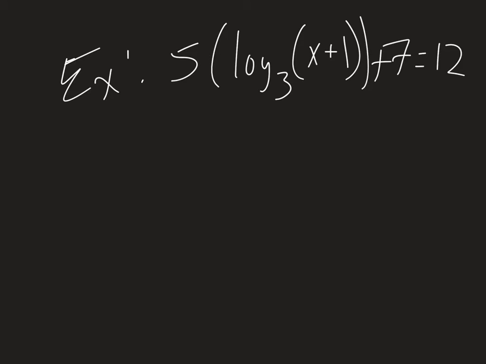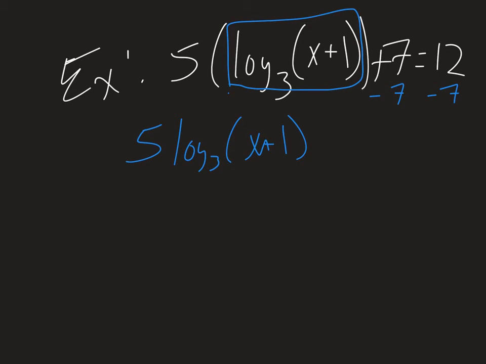So this one is a lot more complex. However, the first thing we're going to try to do is isolate this logarithmic expression. We'll treat this just like we would any other variable if we're doing some algebra. So the first thing we're going to do is subtract 7 from both sides. So we'll have 5 times log base 3 of x plus 1 is equal to 5.